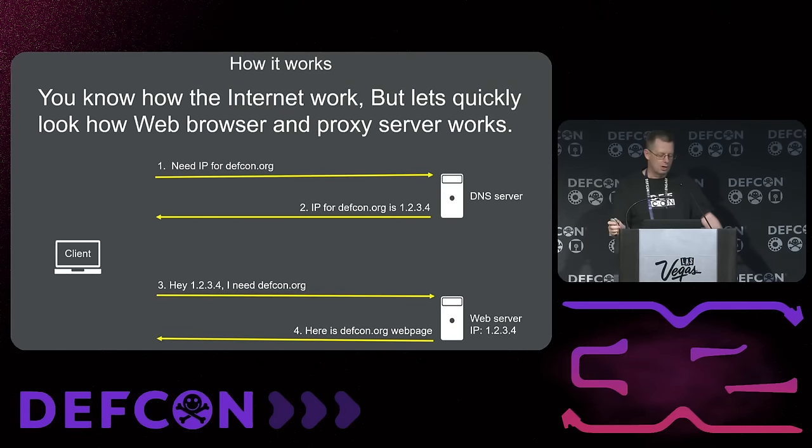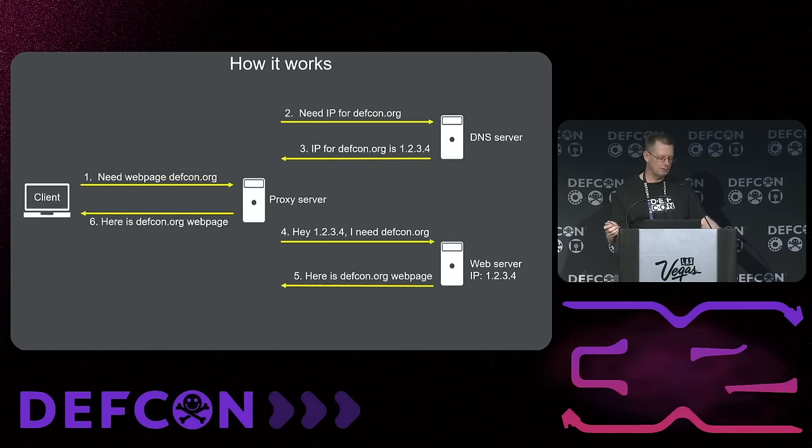So how it's working, the basic is that a client, for requesting a web page, goes to the DNS server, finding the IP address, then goes to the web server and gets the content back, very basic. If we are adding a proxy server into the mix, then the proxy server will do all the heavy lifting. So the client is asking the proxy server, which is doing the name resolving and getting the web page and returning the content to the end client.